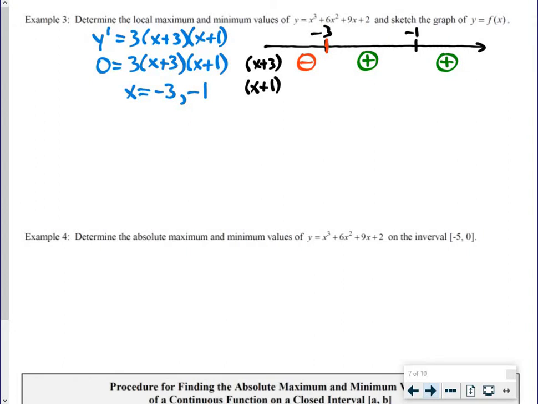Okay, next one, x plus 1. If I chose x equals -4, for example, that term's going to be negative. Between -3 and -1, for example if I picked x equals -2, again that term's going to be negative. And then to the right of -1, it's going to be positive. So if I chose x equals 0, for example, that would be positive.